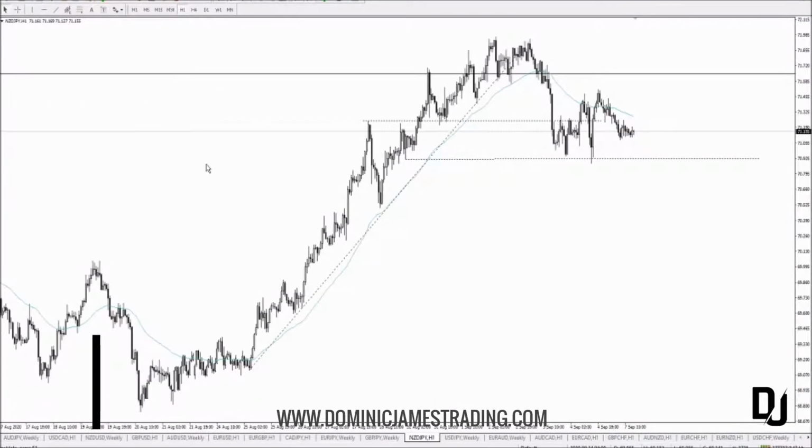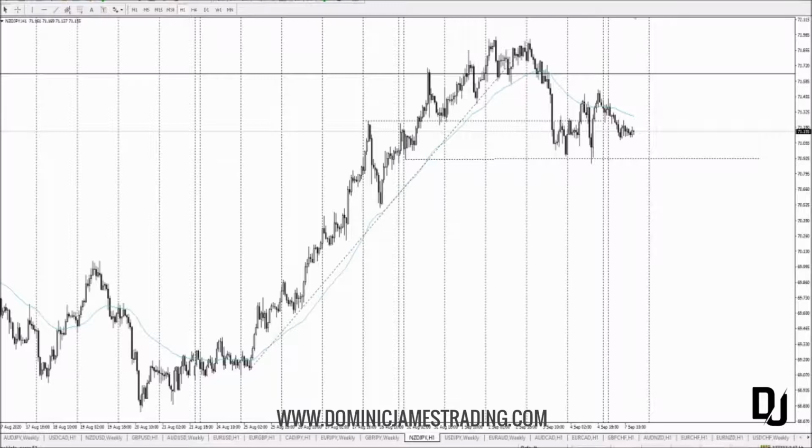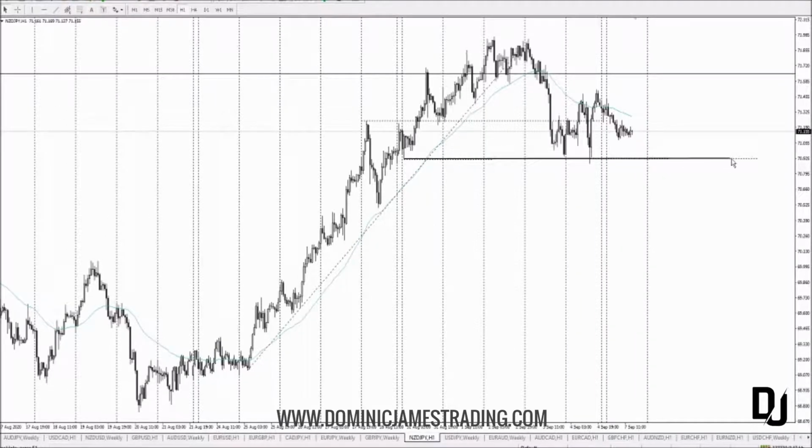Few levels, let me get the data dividers on. Previous Monday's low, we had a nice reaction from that, and if we take in the bodies of candles, that gives us a little area of support, support here, support.